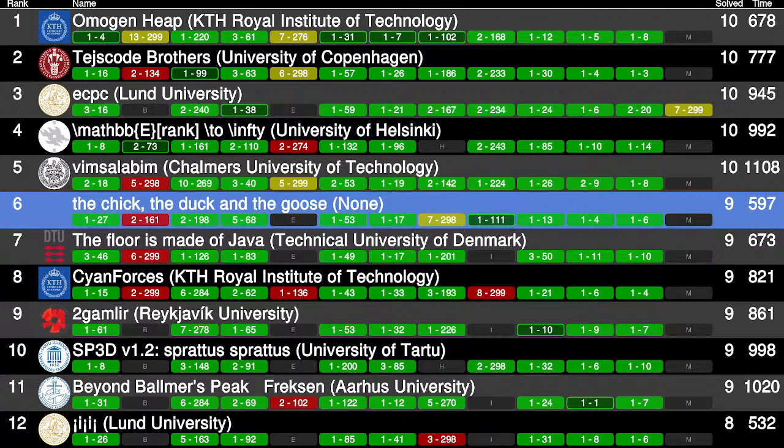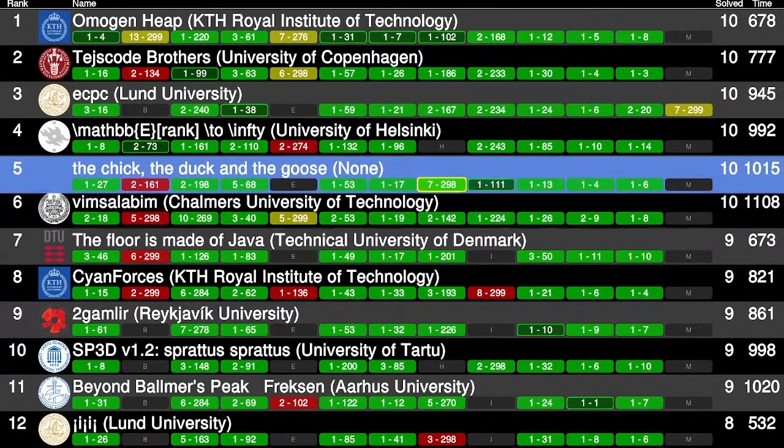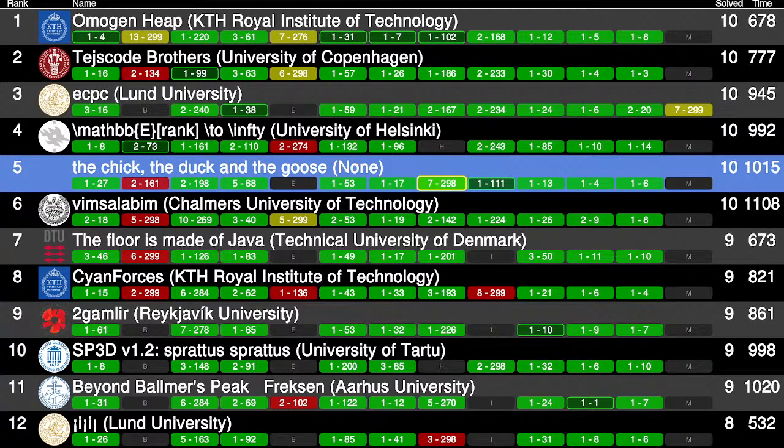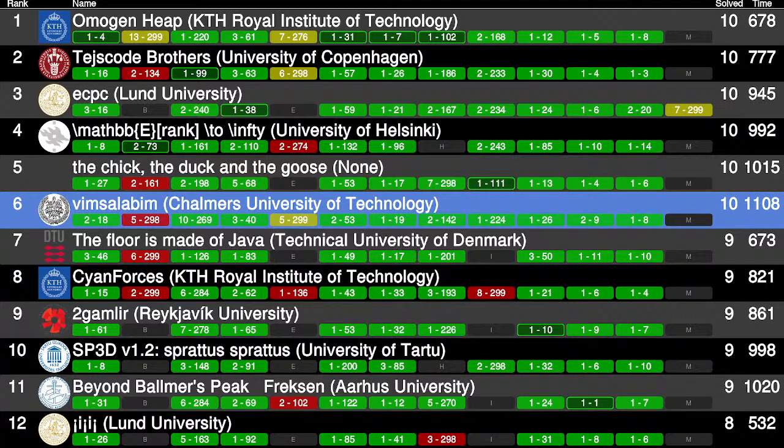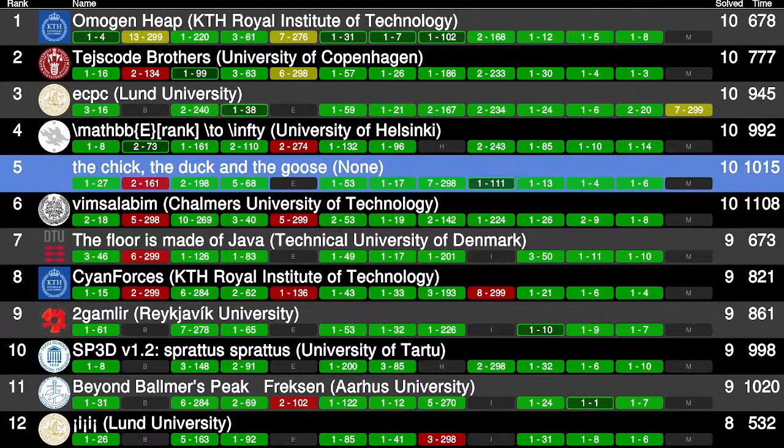The chick, the duck, and the goose have submissions on problem H, and they get it, moving up to 5th place, taking it back from Vimsalabim, who now have to counter with their submissions to problem E, and we'll see how that goes. Alas, that was not a pass, so Vimsalabim are stuck at 6th place. Still an impressive achievement with 10 problems solved. The chick, the duck, and the goose are done, getting 5th place with their 10 problems.